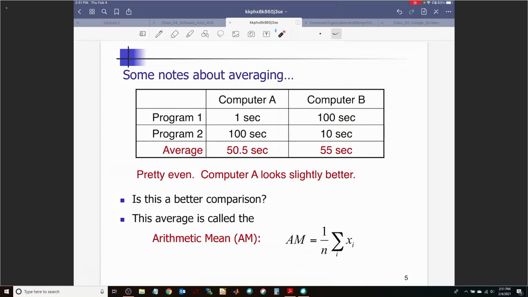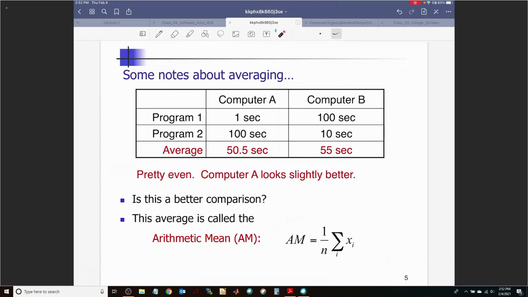Because the simplest way to average things out is your basic arithmetic mean, right? Add up all the numbers and divide it by the number of numbers. So that's arithmetic mean. Does it work? Maybe, maybe not. Let's find out. There are other means as well. There is a weighted average mean. There is geometric mean. There is harmonic mean. So let's try to see which kind of averaging scheme might be better in order to compare performance of computers.